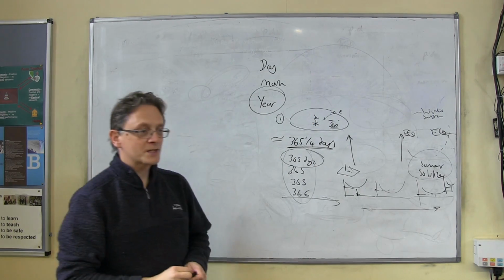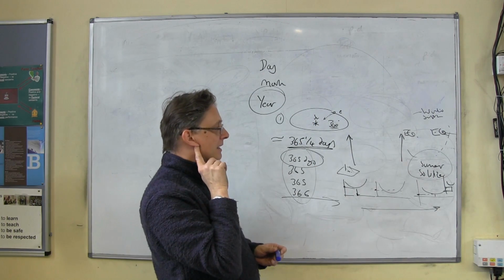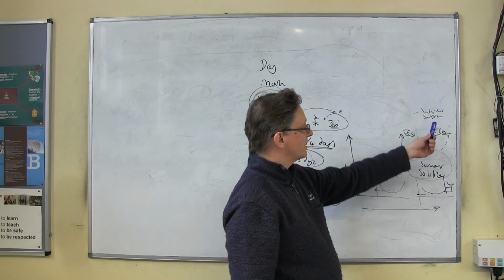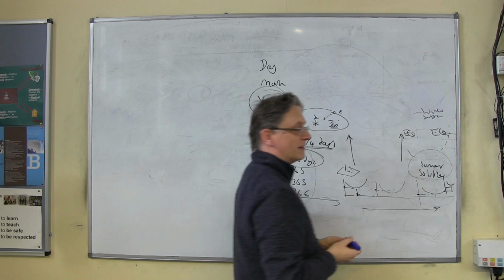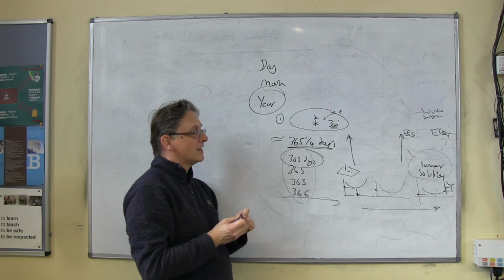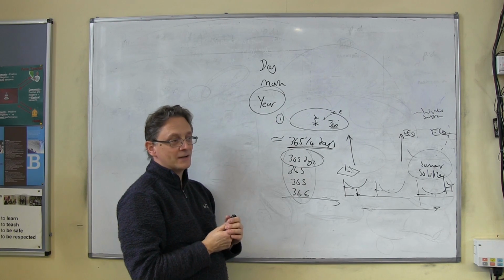You've got the equinoxes in between. And these are the days of shortest shadow. These are the days of longest shadow. And these are the days exactly in between the two solstices, all right? So it's fairly easy to define the year, all right?